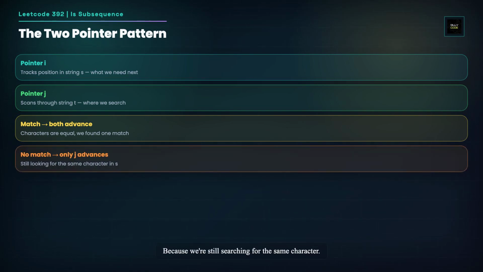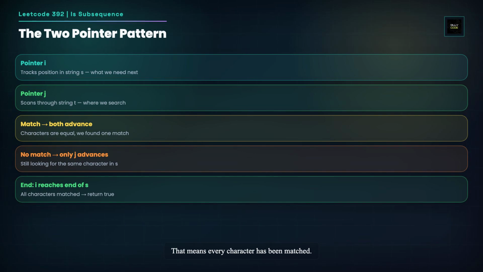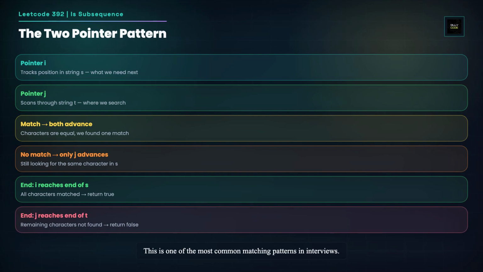Eventually, one of two things happens. Either pointer i reaches the end of string s. That means every character has been matched. Or pointer j reaches the end of string t first. That means matching is impossible. This is one of the most common matching patterns in interviews. Whenever one sequence has to be matched inside another, while preserving order, think about using two pointers.